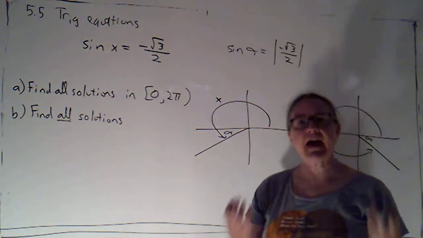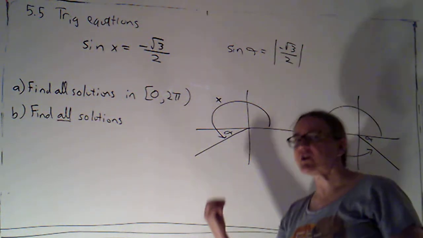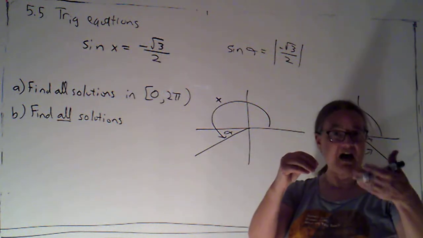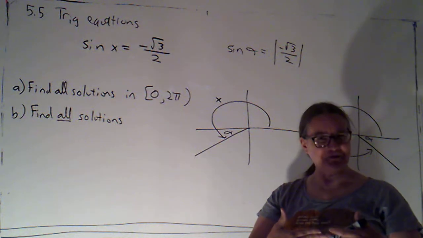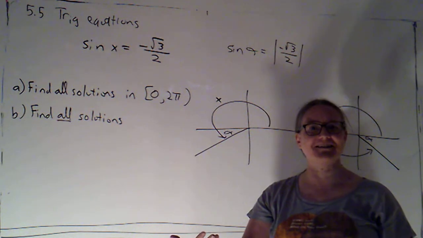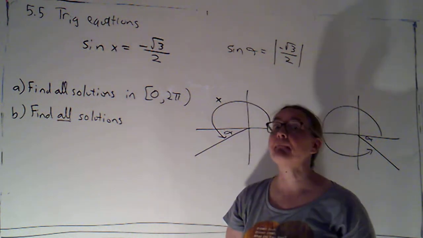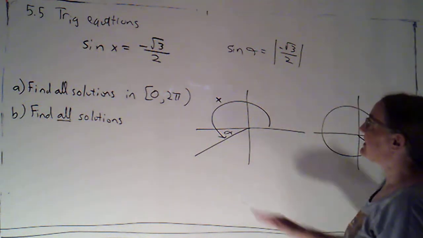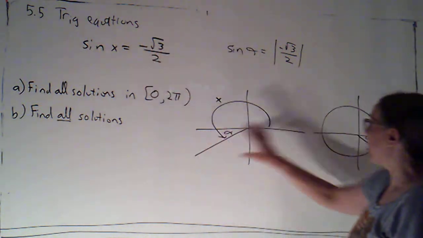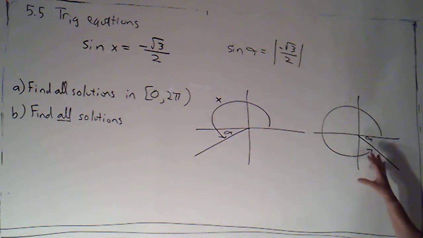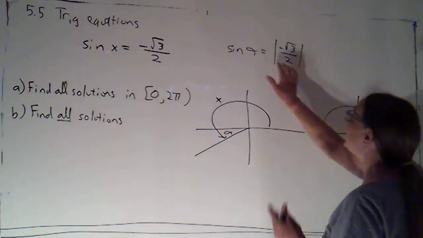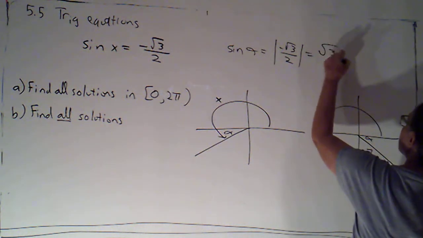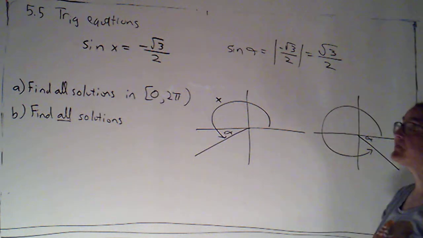Because remember, when I'm evaluating trig functions, I use the quadrant to figure out whether it's positive or negative, and then I use the reference angle to calculate the absolute value that I attach to the plus or minus sign. Here we're just doing that backwards. We're using the plus or minus sign to figure out what quadrant or quadrants we're in. And then we're going to figure out what the reference angle is by saying that its sine will be the absolute value of this, which is just root 3 over 2.